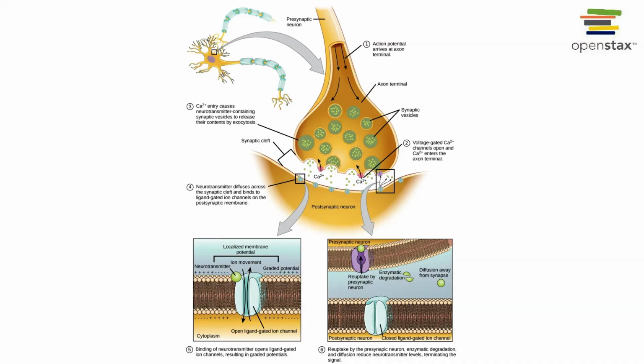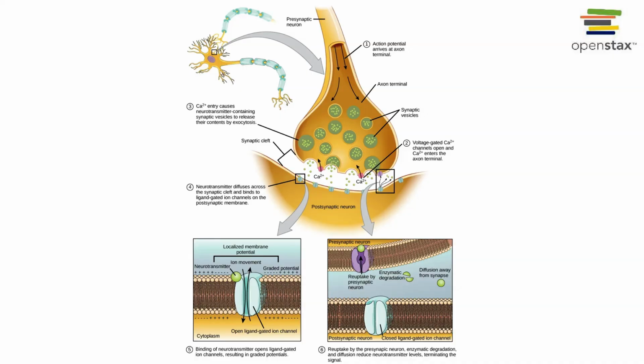Calcium ions are involved in stimulating the release of neurotransmitters from the axon terminals of the presynaptic cell. When the action potential arrives at the axon terminals, depolarization stimulates opening of voltage-gated calcium channels. Calcium rushes into the axon terminals and stimulates exocytosis to release neurotransmitters from synaptic vesicles.